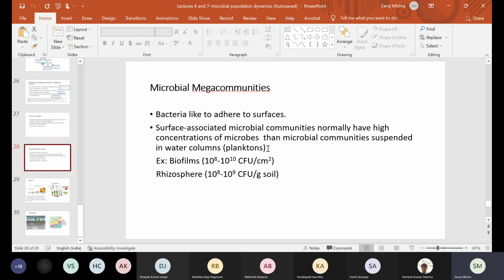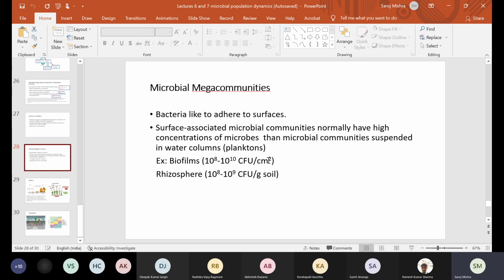So what you see in 1 centimeter square, everything can be dipped in water and extracted into an aqueous solution. You can make dilutions of that, put it on an LB plate, and count the number of colonies which have come up. So let's say 1 centimeter square of biofilm is suspended in 1 ml of water. All the microbes are now going to be discharged into that 1 ml.